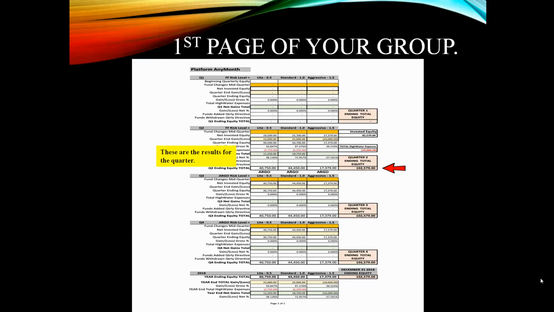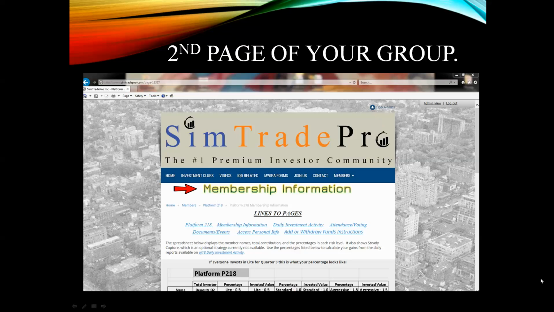So you'll notice that the equity at the beginning was 82,579. In this case, it's 102,579. This is for information only. And this here is the third and fourth, and then the final quarter for the year.